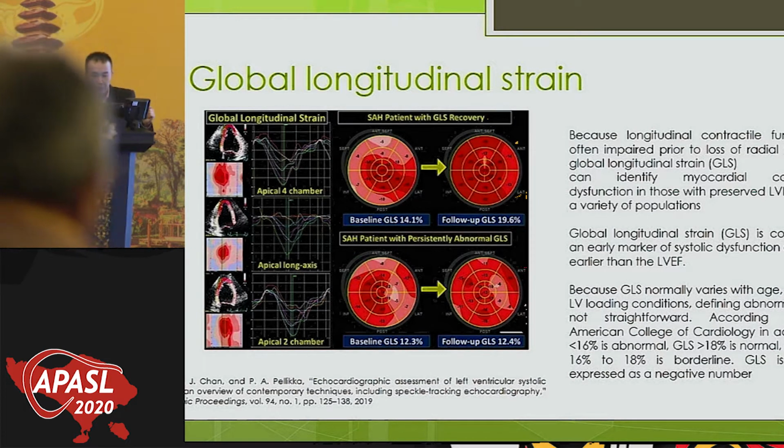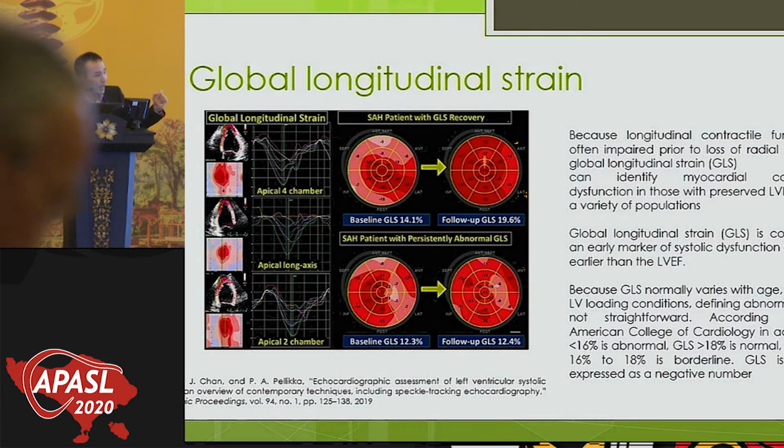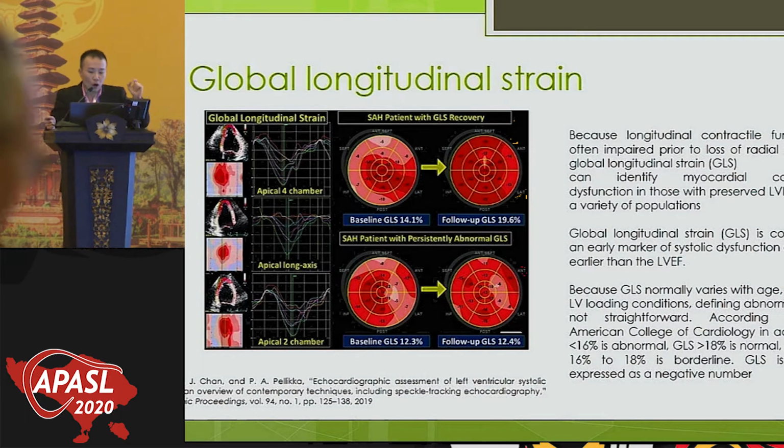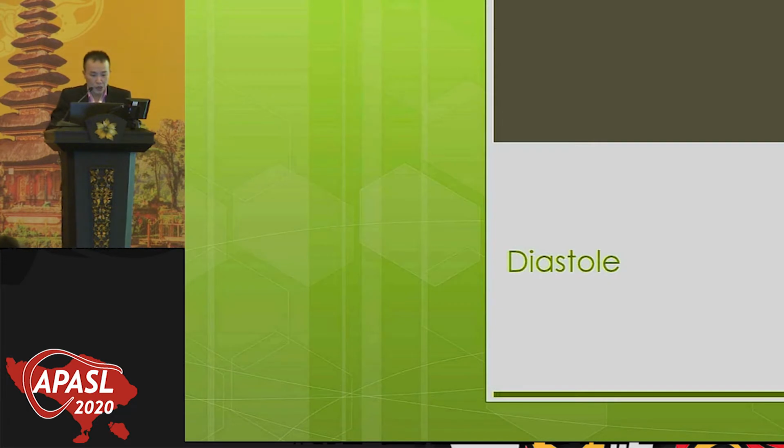And so we can identify, using this measure of global longitudinal strain, an early marker of systolic dysfunction. And this has actually been a revolutionary concept in cardiology over the past 10 to 15 years. We know that less than 16%, if you do this metric, global longitudinal strain, is abnormal, whereas 16 to 18% is borderline, and more than 18% is considered to be normal, and this is expressed as a negative number. So that's an important concept.